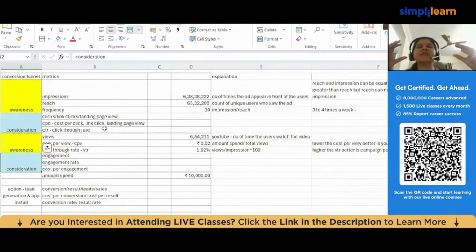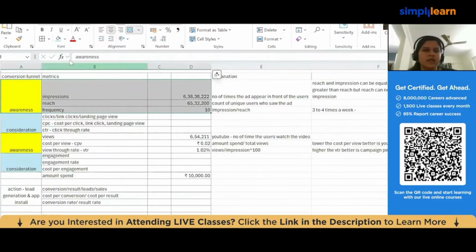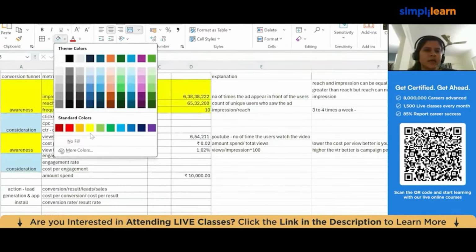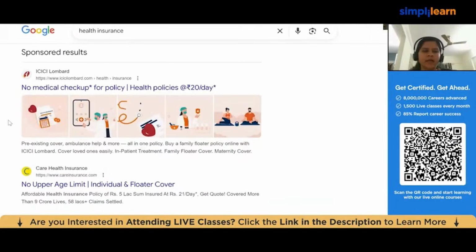Now in that consideration stage, the user is also considering your brand. Okay, for the consideration stage, these are the metrics that we look at. It's better to color code so you can understand it in a better way. So what do I mean by click and link click? Click is, even if you click anywhere on the ad, it is called a click. Right now I'm seeing this ad by NCSC Lombard. Even if I click on this picture, it's called a click. If I click here, it is also called a click. So a click doesn't assure you that the person visited your page.